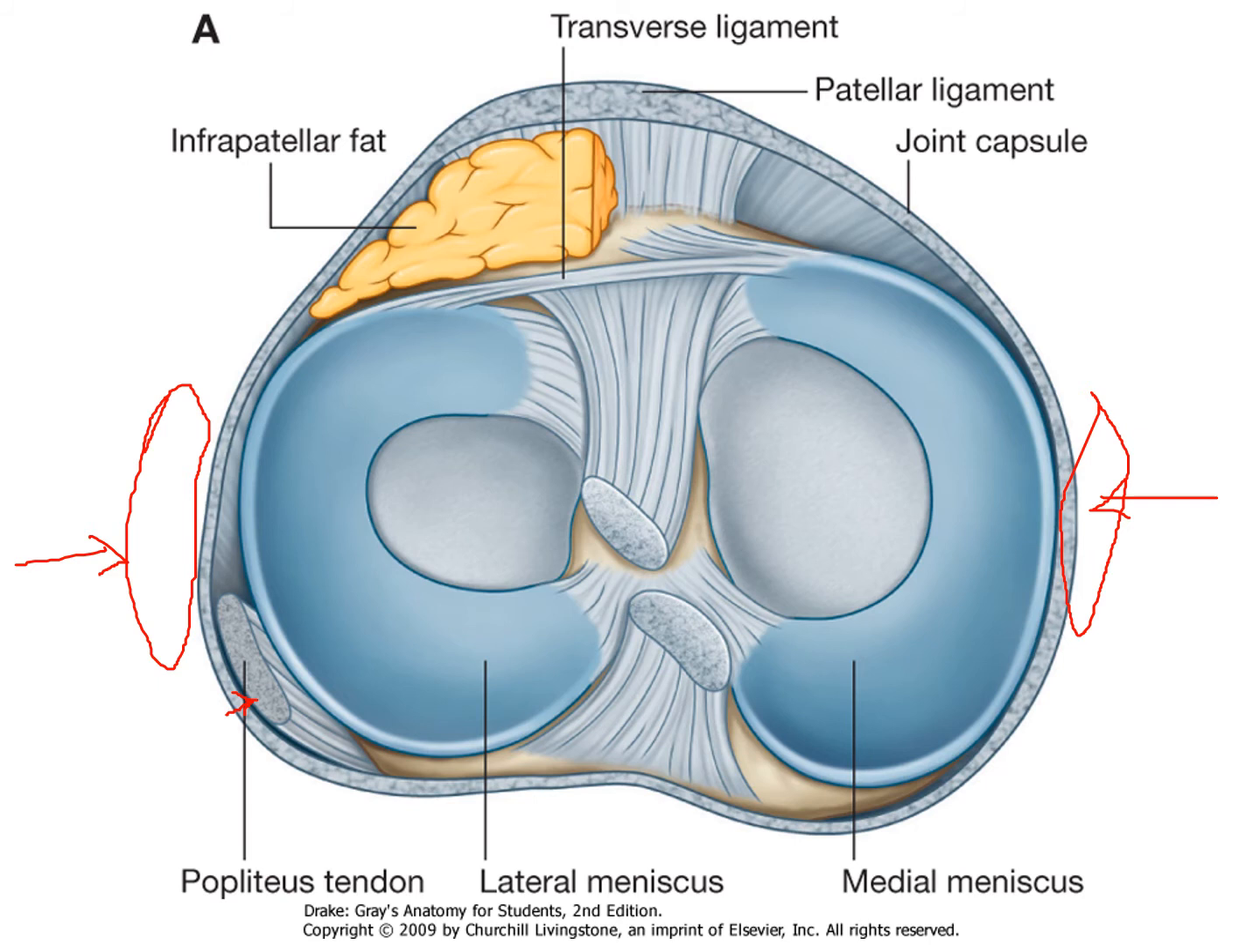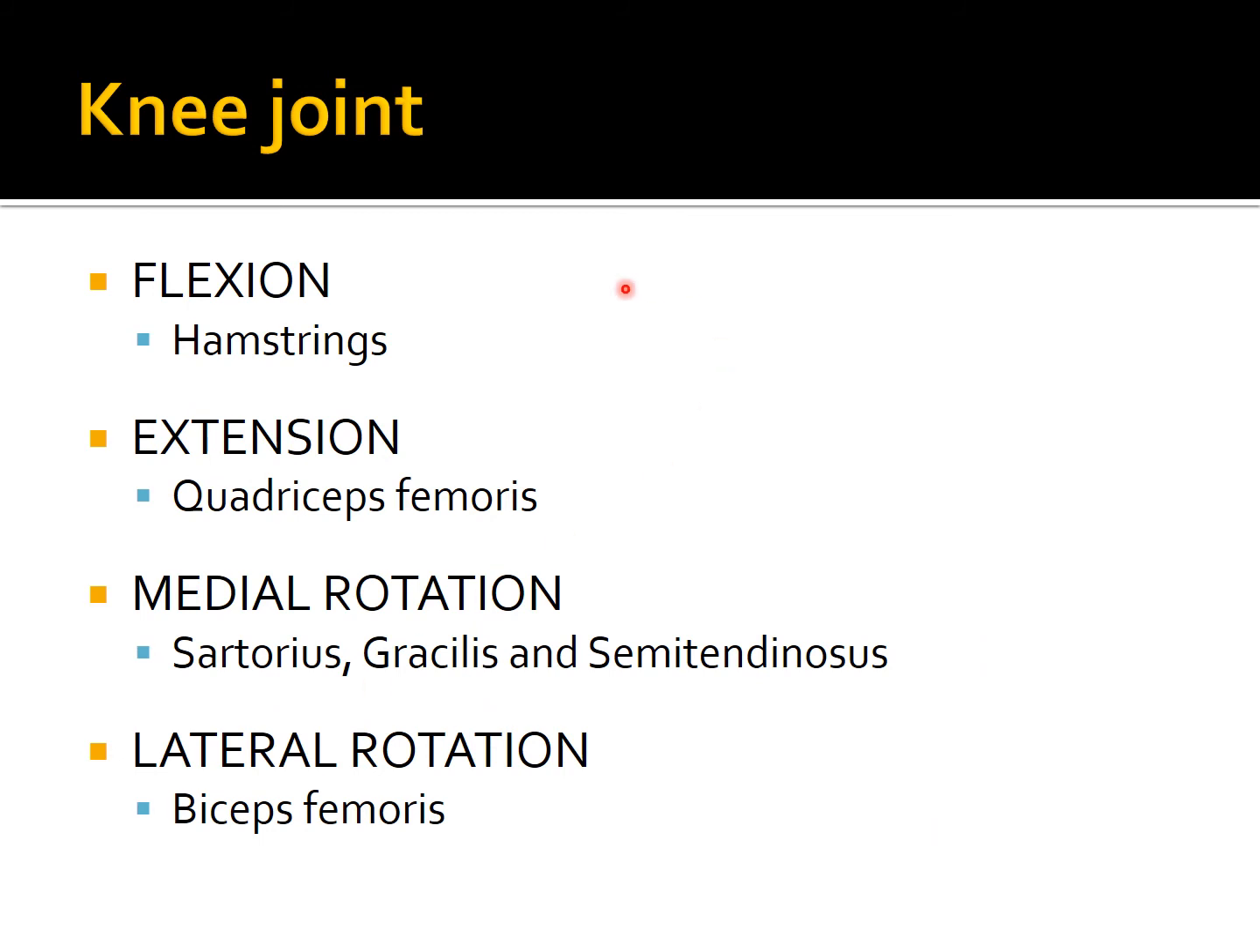And here you can see the anterior cruciate ligament and the posterior cruciate ligament. Now let's see the muscles which help in various movements. The flexion of the knee joint is brought about by the hamstrings. Extension is by the quadriceps femoris. The medial rotation is by the sartorius, gracilis and semitendinosus. The lateral rotation is by the biceps femoris of the hamstrings.